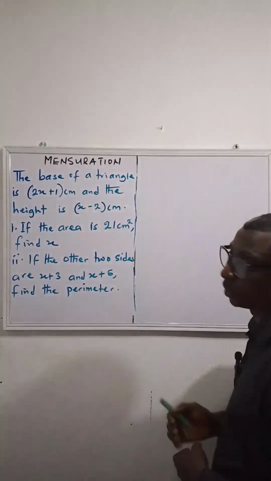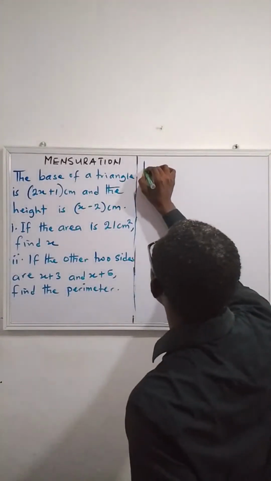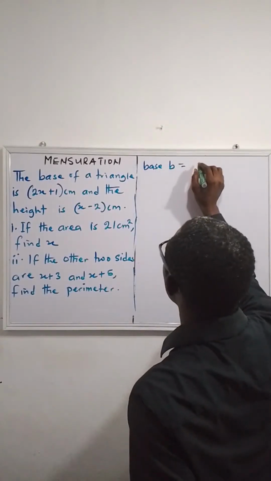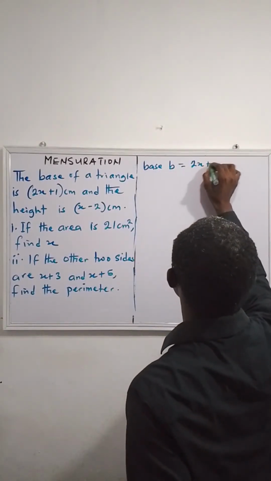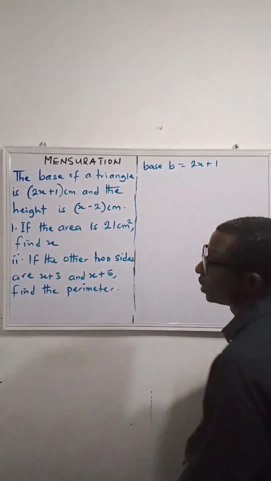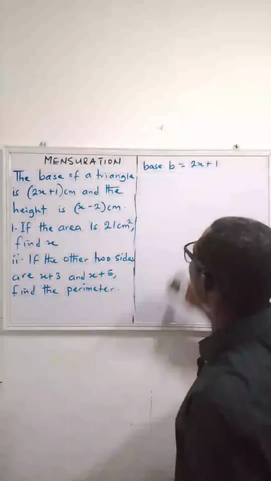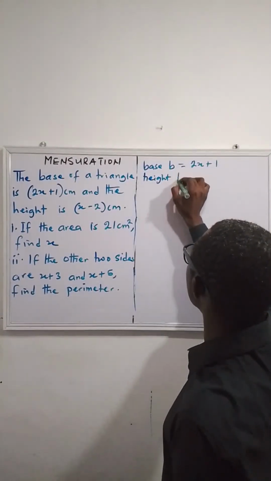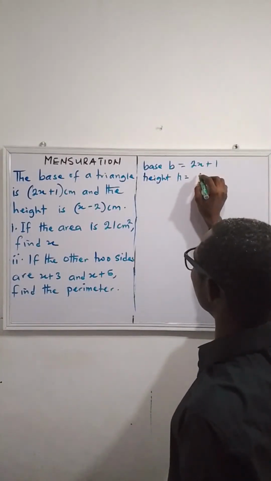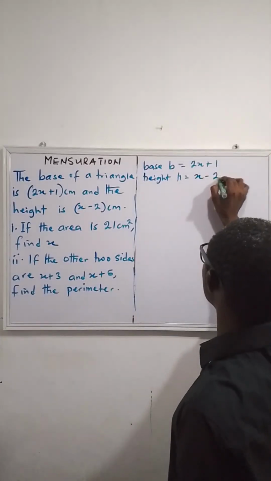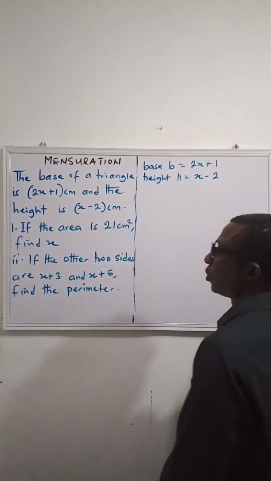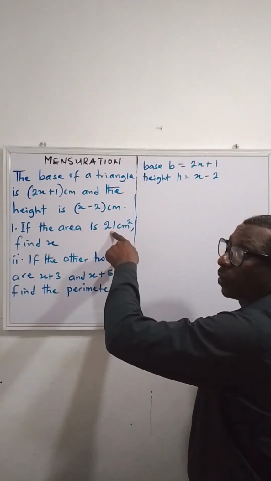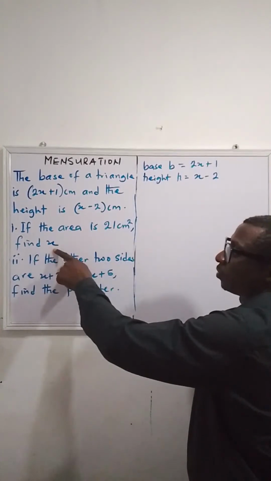Now, in the question, we are given the base b to be equal to 2x plus 1 in centimeters. And also we are given the height h to be equal to x minus 2 in centimeters. So the question asks that if the area is 21 centimeters square, we find x.